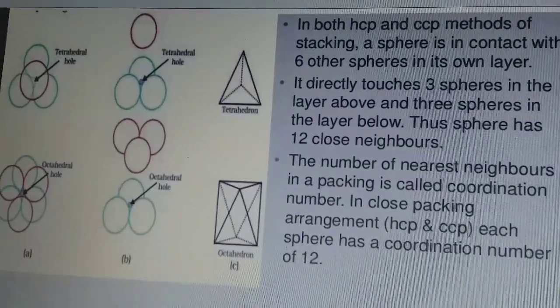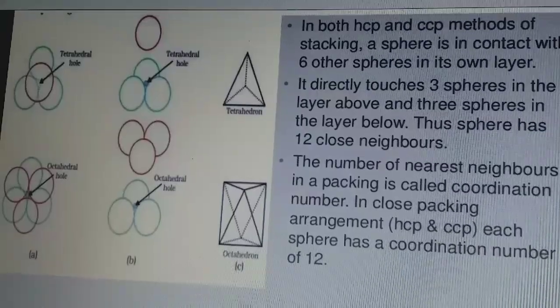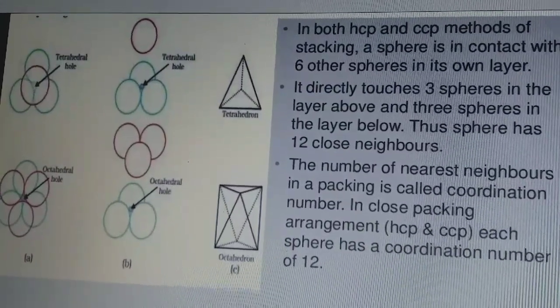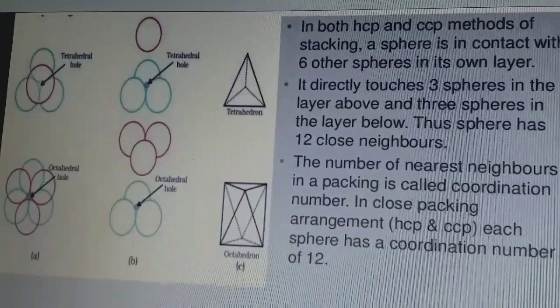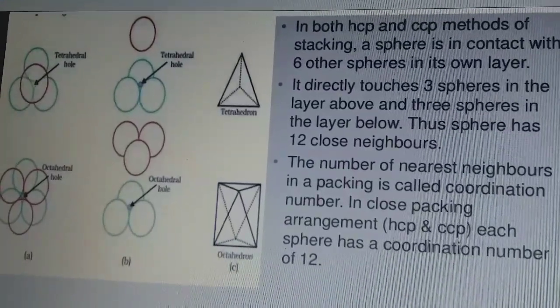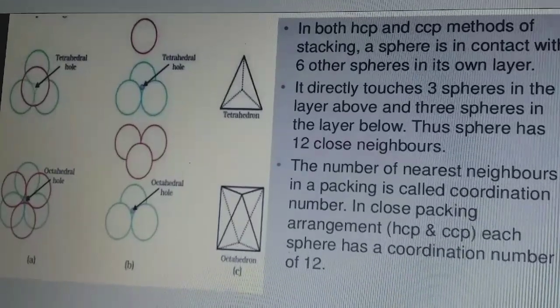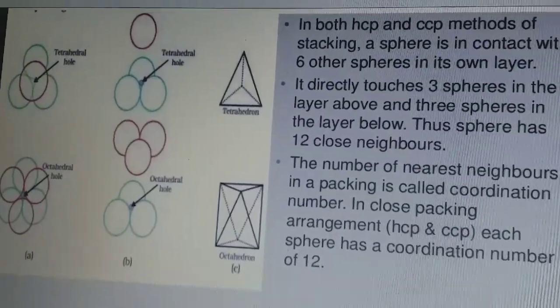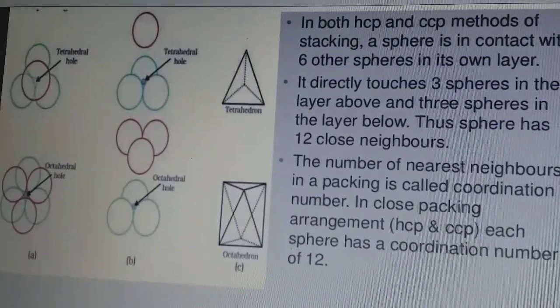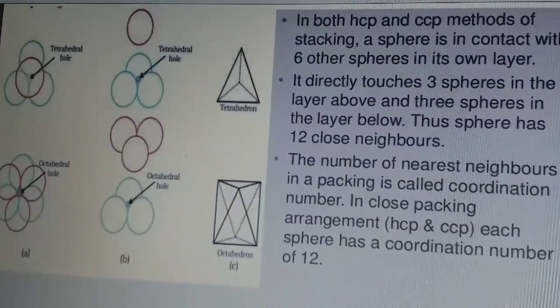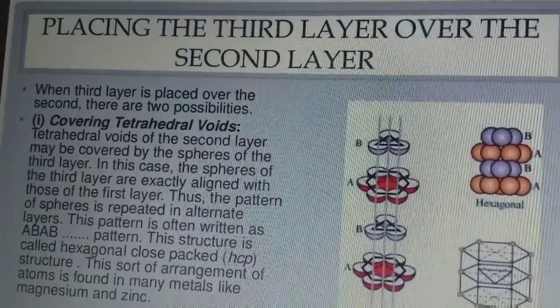Number of nearest neighbors in a packing arrangement is called coordination number. So in close packing arrangement, whether you take hexagonal close packing or cubic close packing, each sphere has the coordination number of 12. So what is coordination number? The number of nearest neighbors in the close packing arrangement is called coordination number in solids.